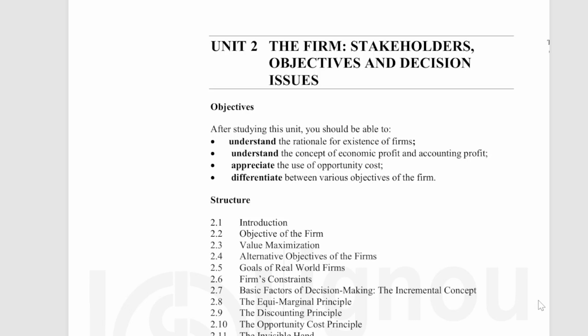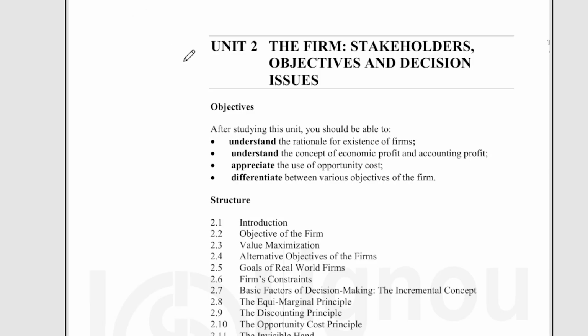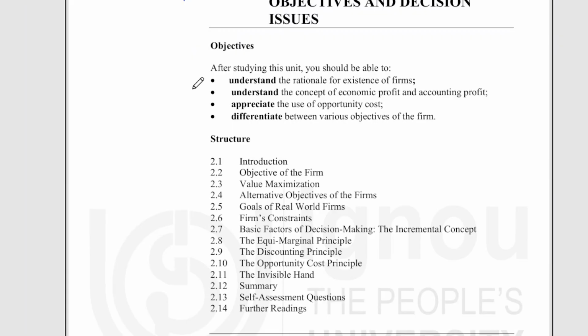In today's session, we will start with Unit 2 of MMPC 010, that is the firm, stakeholders, objectives and decision issues. In this unit, the objectives are to understand the rationale for the existence of firms, understand the concept of economic profit and accounting profit, appreciate the use of opportunity cost and differentiate between various objectives of the firm.